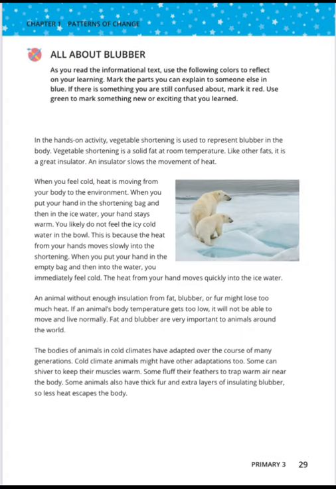Page 29. All about blubber. Blubber means thick fat layer. In the hands-on activity, vegetable shortening is used to represent blubber in the body. Vegetable shortening is a solid fat at room temperature. Like other fats, it's a great insulator. An insulator slows the movement of heat.